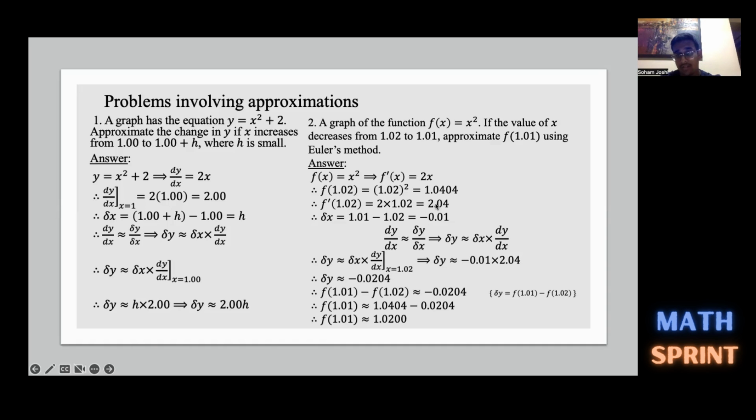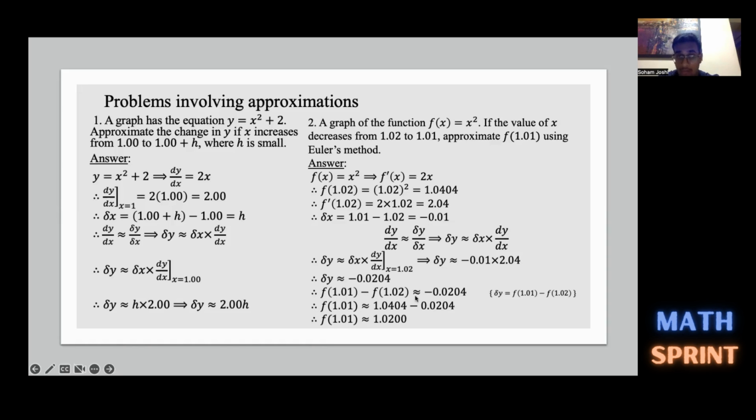We already did find it, so that's 2.04. Substitute the values, and you get delta y is approximately equal to minus 0.0204. Now, since delta y is the final value of y minus the initial value of y, we can approximate it to become minus 0.0204. Now, our goal is to find f of 1.01.